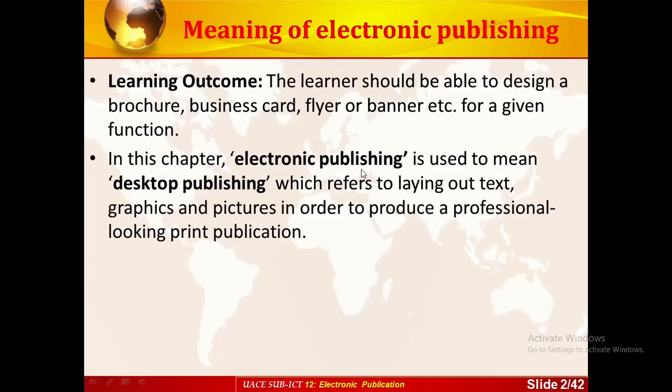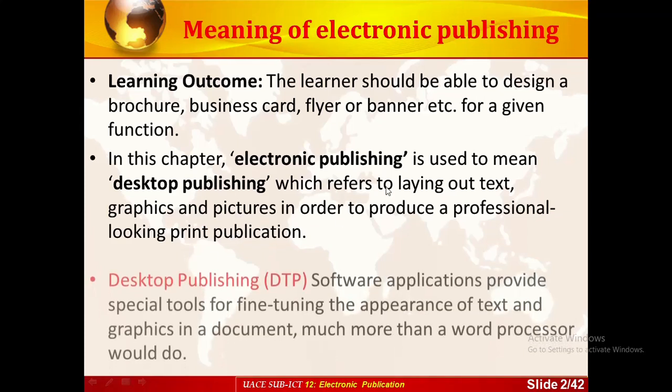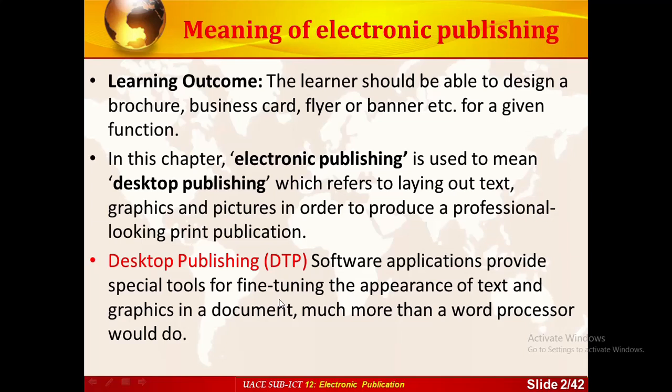In this chapter, electronic publishing is used to mean desktop publishing, which refers to layout of text, graphics, and pictures in order to produce a professional-looking publication. Desktop publishing (DTP) software applications provide special tools for fine-tuning the appearance of the text and graphics in a document, much more than a word processor would do.